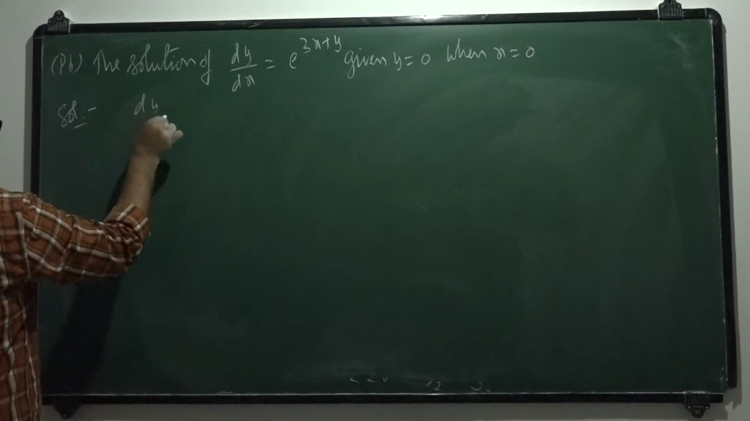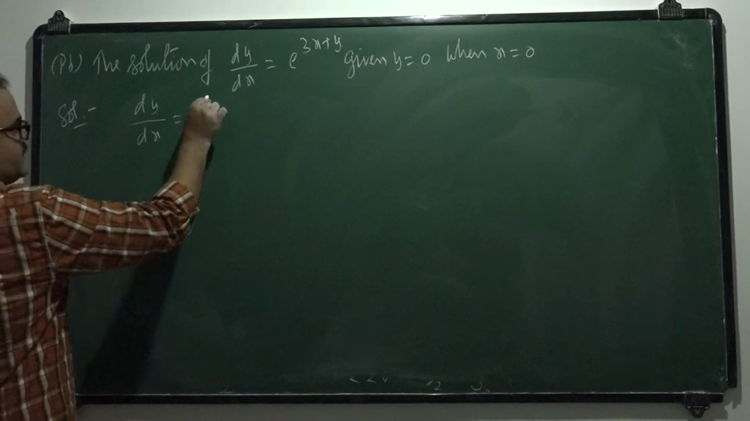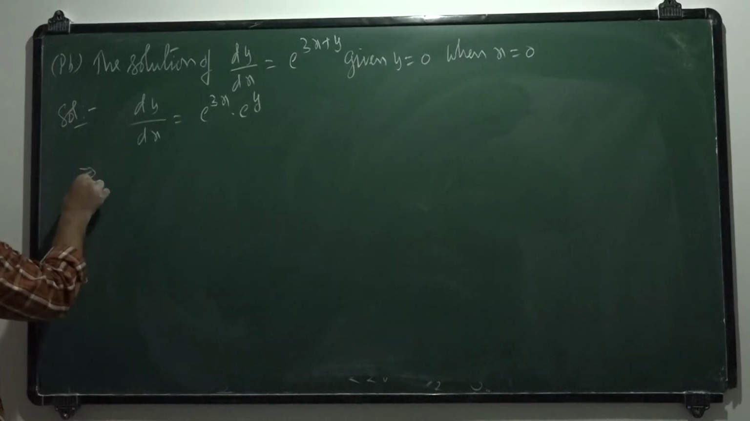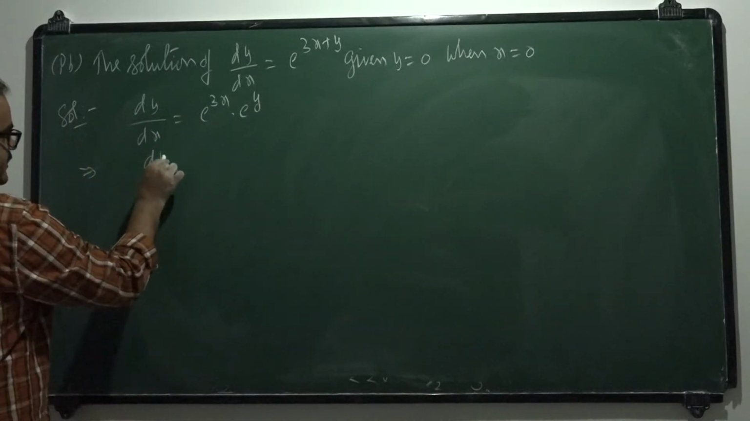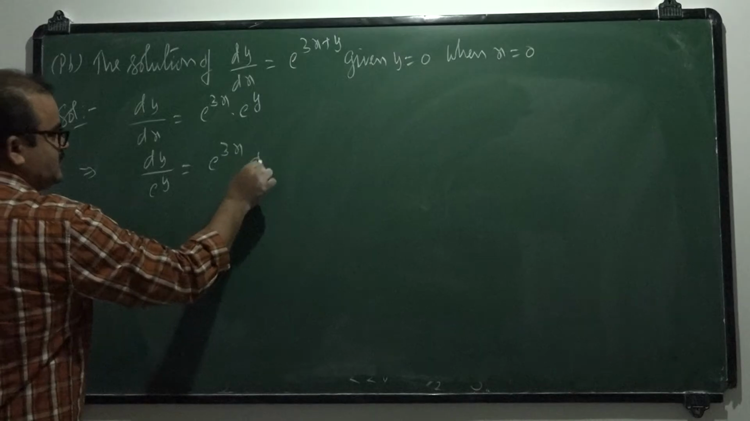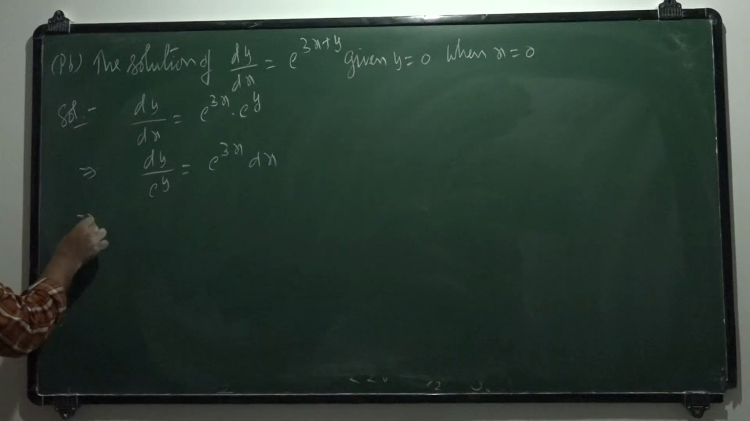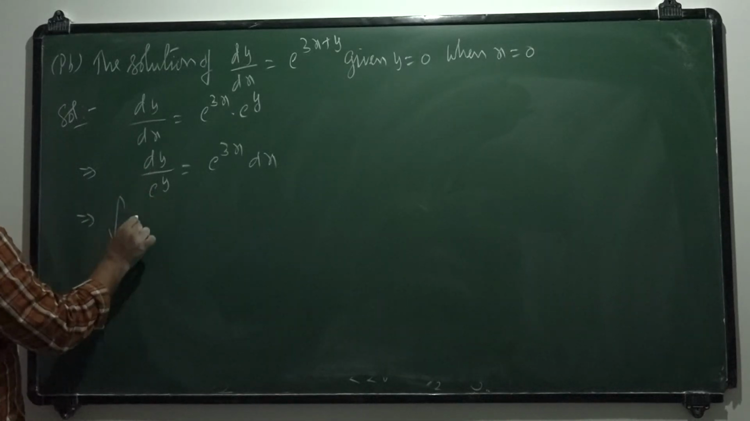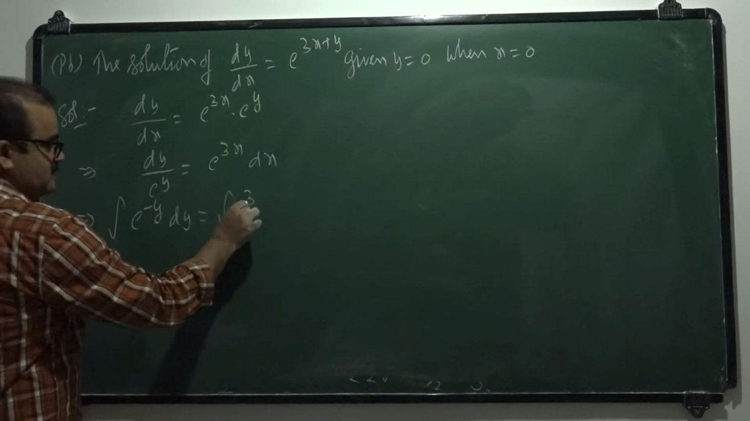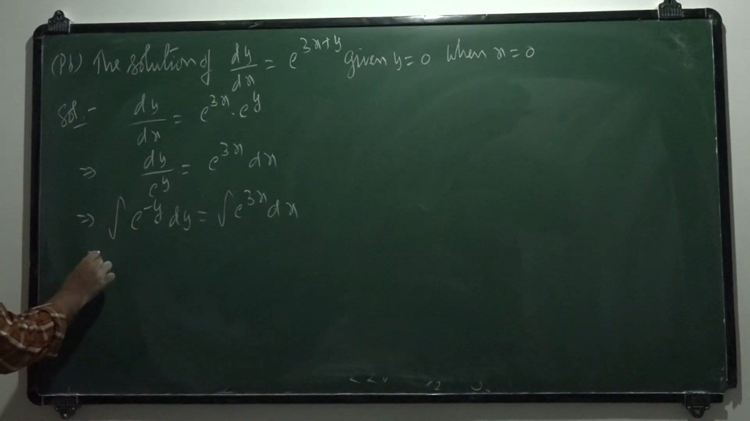What is the given equation? Dy by dx is equal to e power 3x plus y, that is taken as e power 3x into e power y. Now separate the variables, write it as dy by e power y is equal to e power 3x into dx. Now integrating both sides, integral of 1 by e power y, that is e power minus y into dy is equal to integral e power 3x into dx.